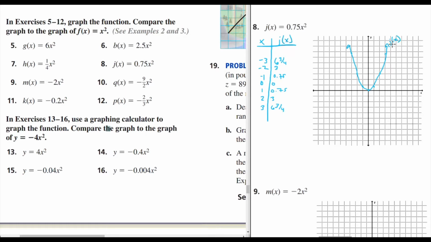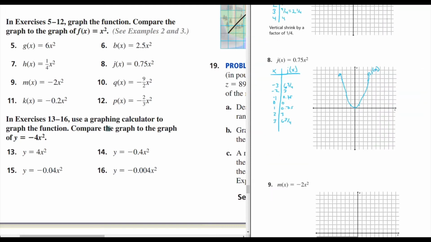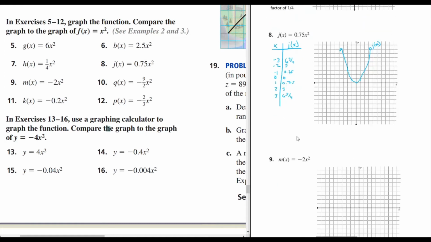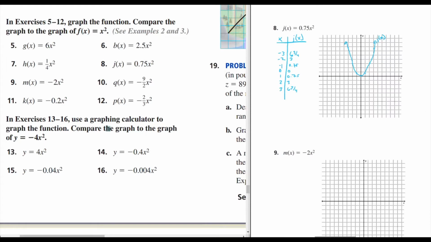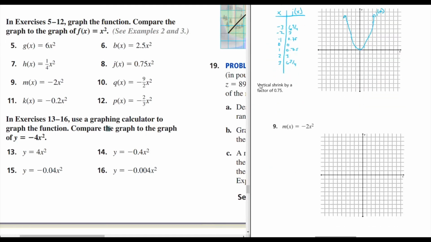And to list my transformations on this one, that leading coefficient is between 0 and 1, so this again is a vertical shrink. I might as well just copy the one I put right here. This is a vertical shrink by a factor of, oh, it's not going to let me change that, by a factor of 0.75, or you could say 3/4. So vertical shrink by a factor of, I'm going to use 0.75 since it says 0.75 is my leading coefficient. All right. Let's keep moving.